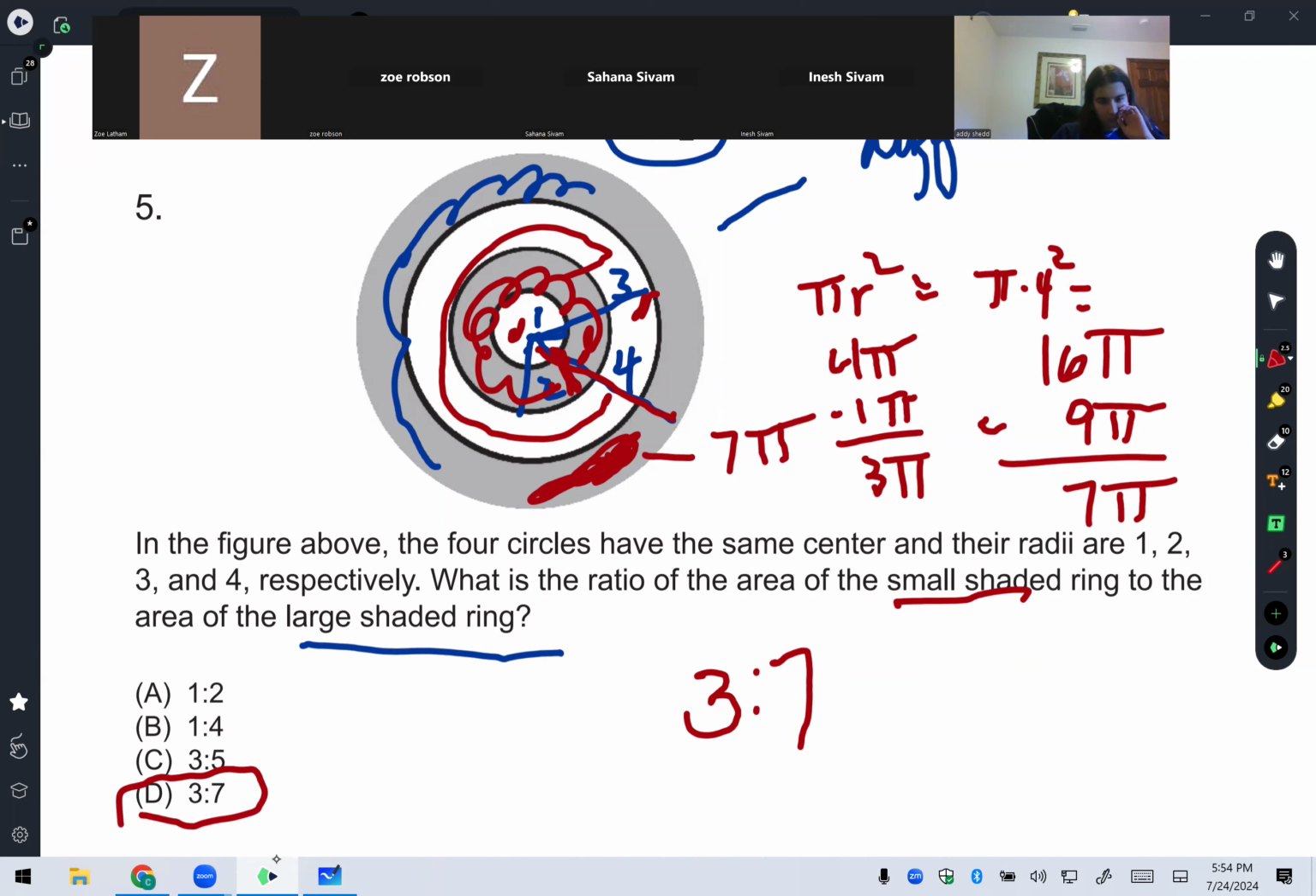Addie, you're good with this one? Inesh, yeah. Sehana, yeah. And Zoe Robson, yeah. And Zoe Latham, yeah. Okay, good.